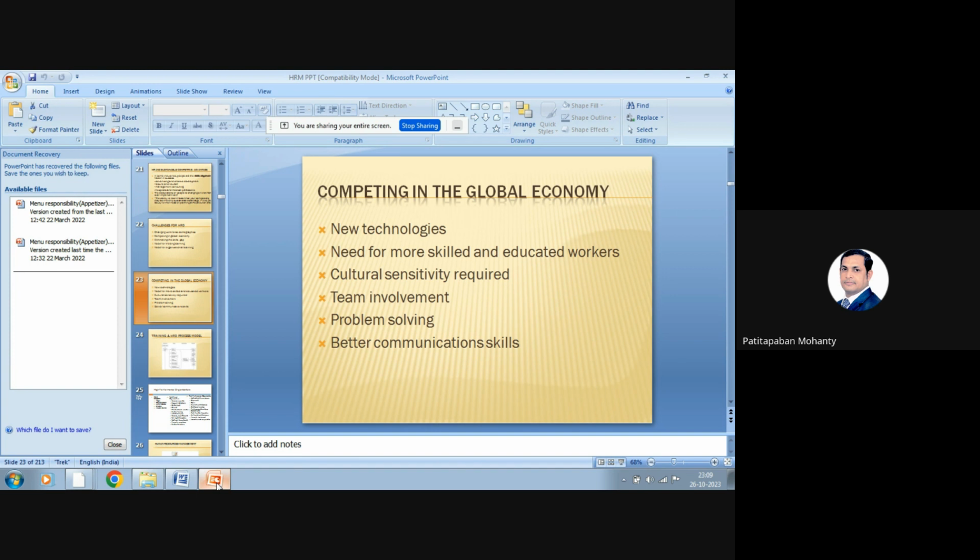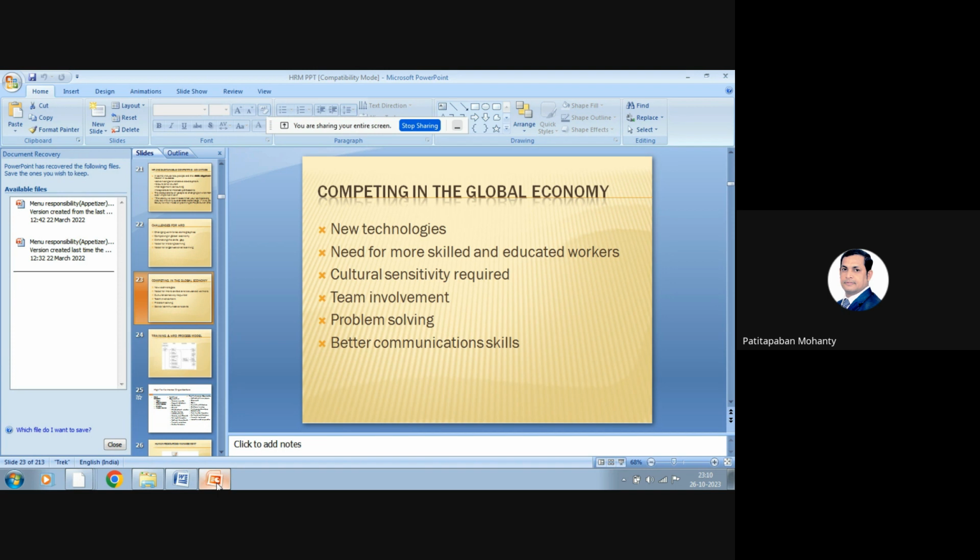The next is team involvement. Team working is most important, as you know. To stay alive in the competitive market, teamwork is most important. Team involvement, whether it is a small task or a big task, or a large group involvement, at that time your teamwork is most important. Without teamwork, you cannot achieve that kind of diversified business. Business is not now a single entity. It is diversified. So team involvement is required from the primary level, secondary level, even the tertiary level.